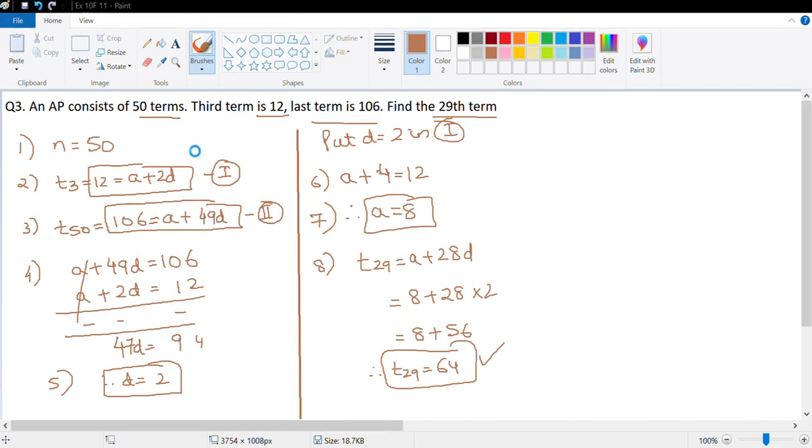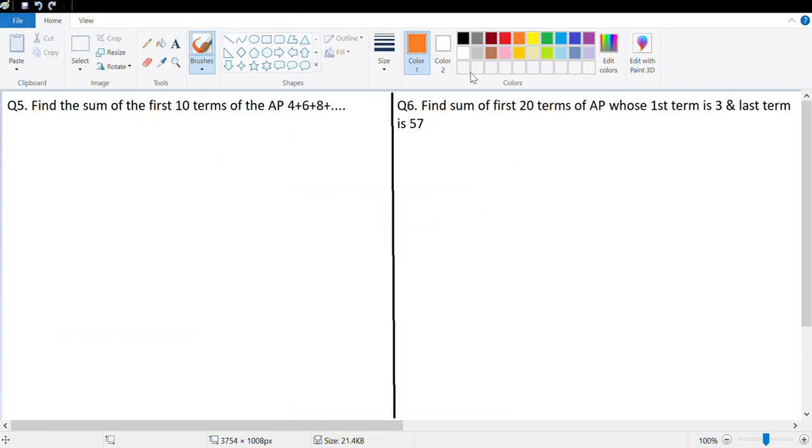The next one that we do is question number 5. It says, find the sum of the first 10 terms of the AP 4, 6, 8. So A is equal to 4. Common difference is 6 minus 4, that's equal to 2. And we need to calculate the sum of first 10 terms. So that would be 10 upon 2 multiplied with 2 into A, that's 2 into 4, plus n minus 1. N is 10, which means n minus 1 is 9, into D. D is 2.